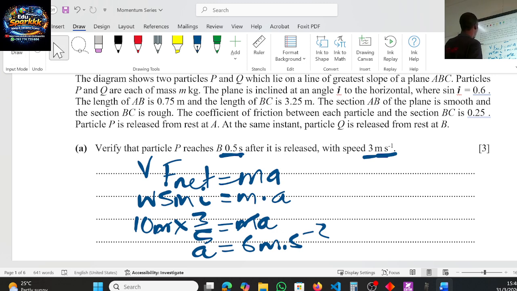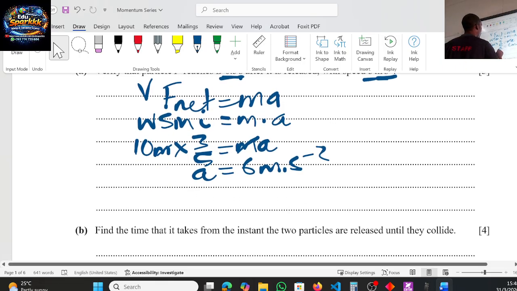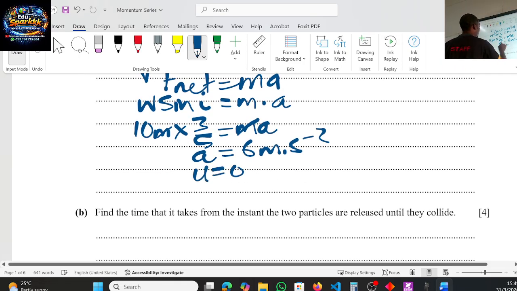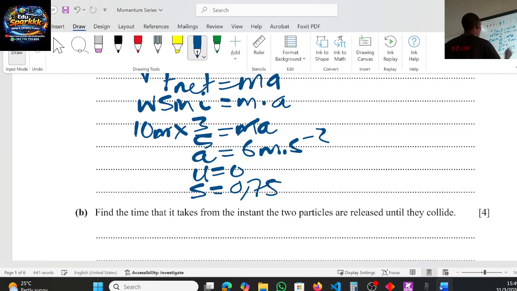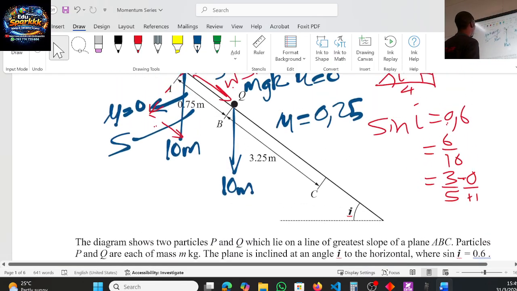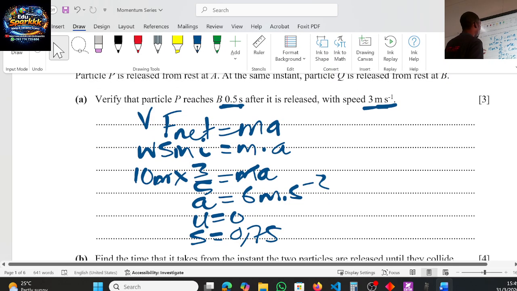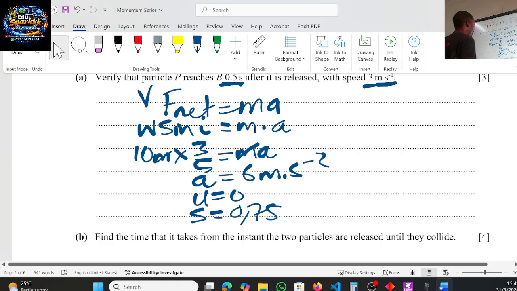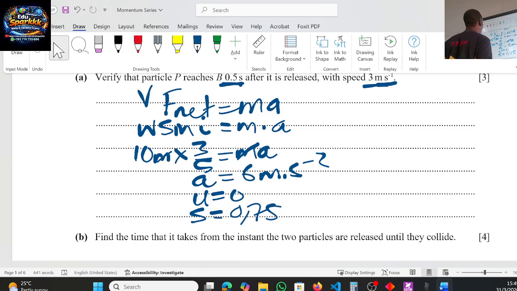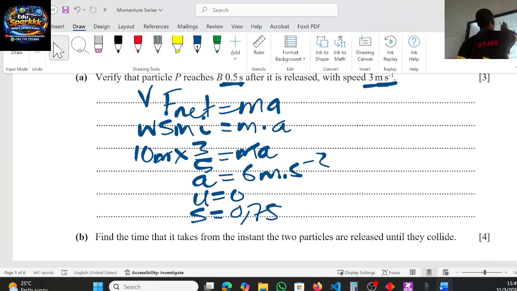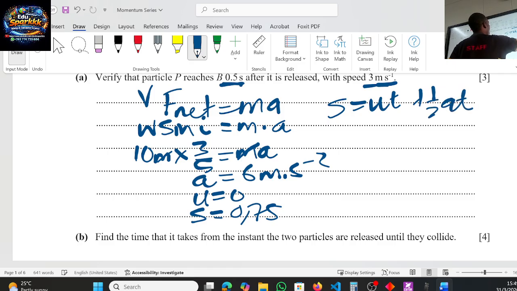Now I've got acceleration, and I know my initial speed u is 0, and s, the distance, is given as 0.75. Let me double check on my shape. Yes, 0.75. So what's my interest? My interest might be to find t, so we can start with that. From our equations of motion, s equals ut plus half a t squared.